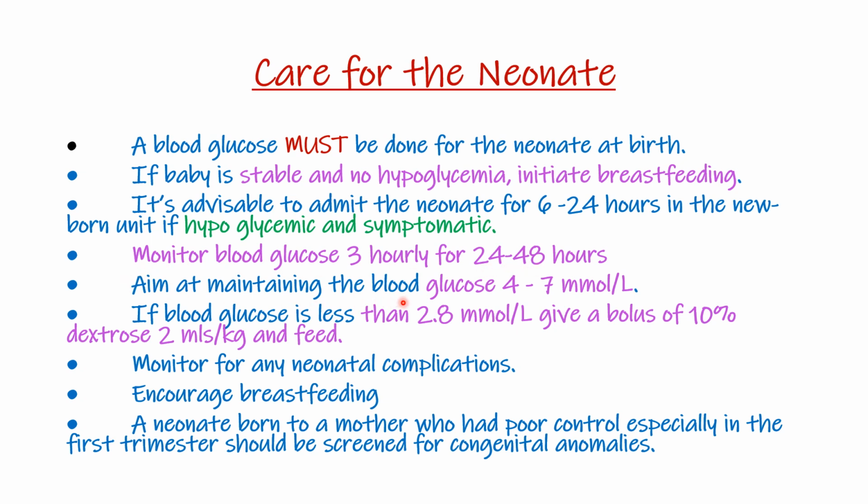And then our aim for blood glucose is usually 4 to 7 millimoles per liter. So if the blood glucose is less than 2.8 millimoles, then you give a bolus of 10% dextrose, that is 2 ml per kg, and feed this patient. And then you monitor for any neonatal complication, and you ensure breastfeeding has occurred. And a neonate born to a mother who had poor control, especially in the first trimester, should be screened for congenital anomaly. I don't need to explain this point because I've already explained it.